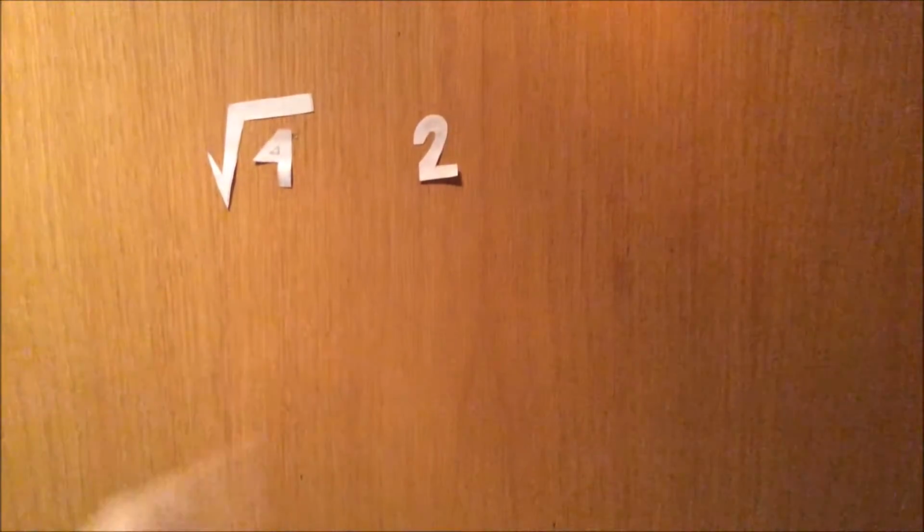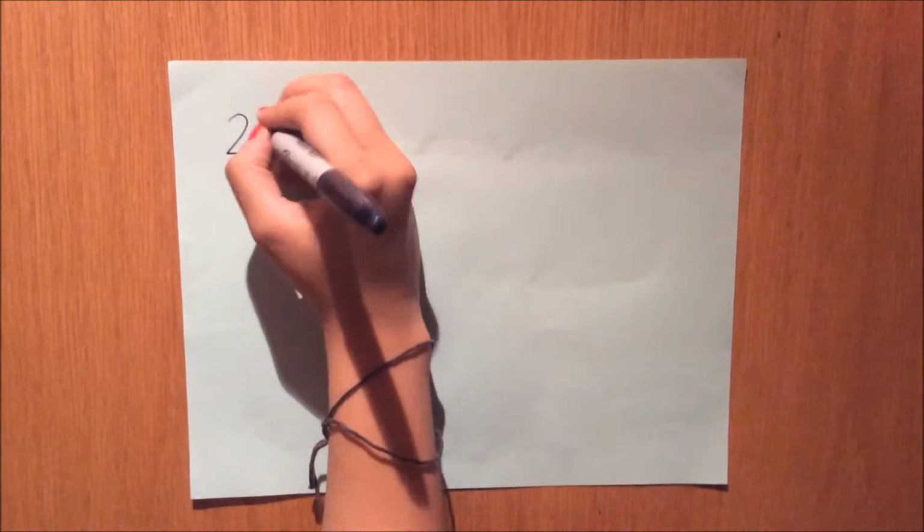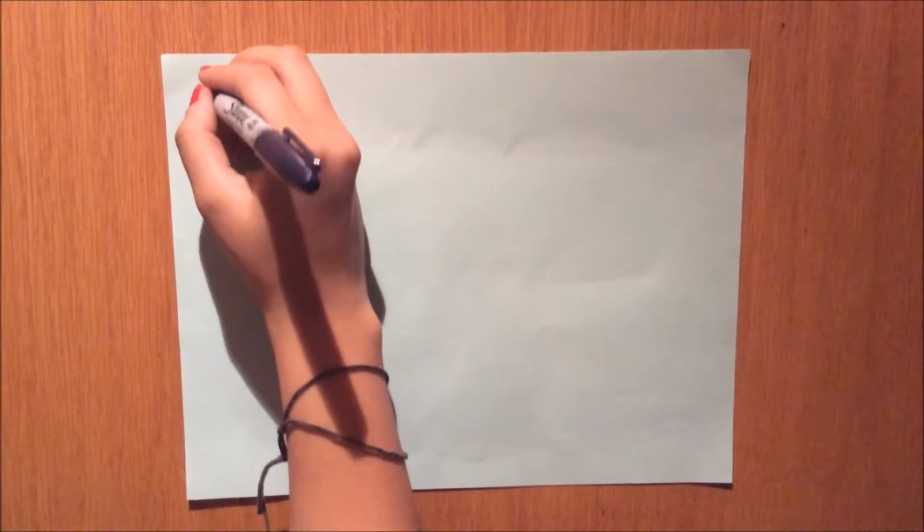So most of us know the square roots of basic numbers such as 4. Well, it is 2, because 2 times 2 is 4. Or the square root of 64, that is 8. So now let's start. We will find the square root of 253.